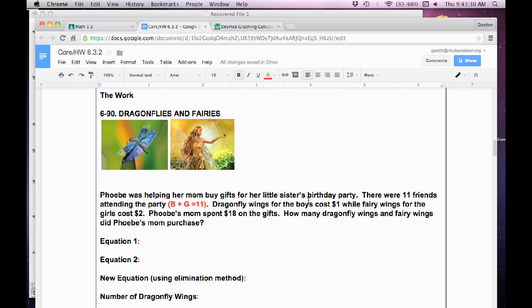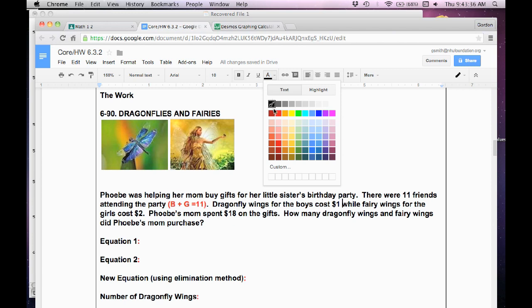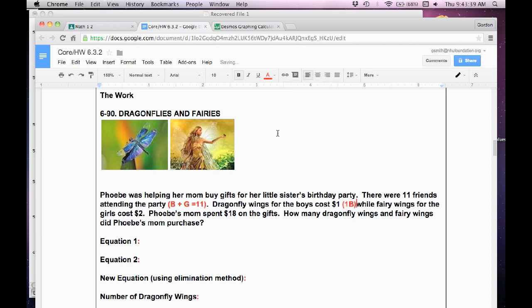So for every dragonfly, they're $1. So let's put that as 1 for every B. And then the fairy wings are $2, so that's 2 for every G. So for every boy there's $1 spent, for every girl there's $2 spent, and there's a total of $18. So we can say, for example, that every $1 per every boy plus $2 for every girl together makes $18 in total.